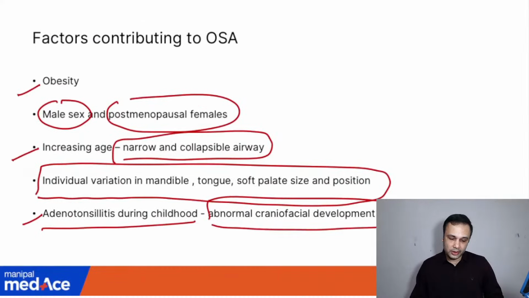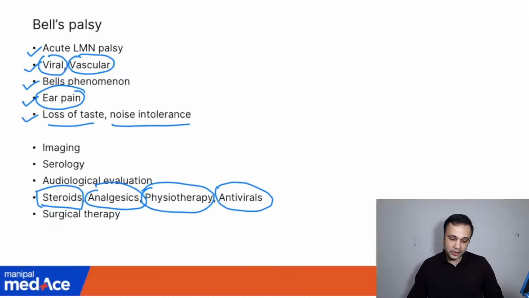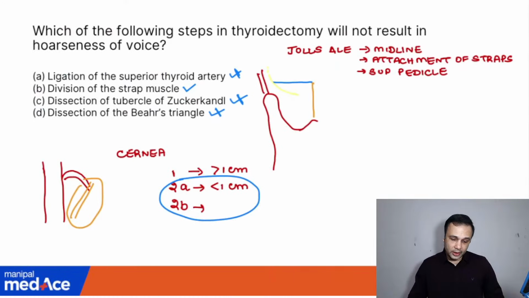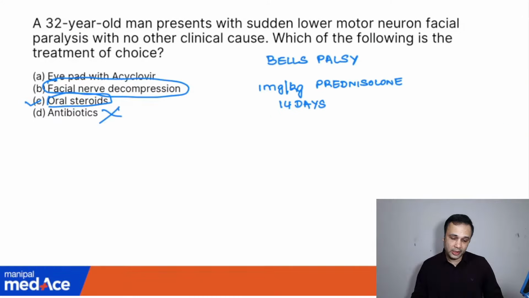Let me run through the slides again. So what were the questions asked? First one was on thyroidectomy. We discussed the various triangles along with the classification, Cernia classification, Bayes triangle, and why it is not the tubercle of Zuckerkandl. Next one was on lower motor neuron type of facial paralysis.